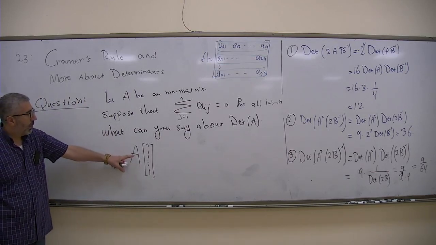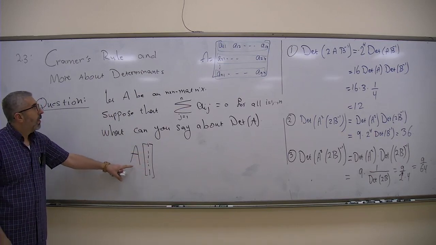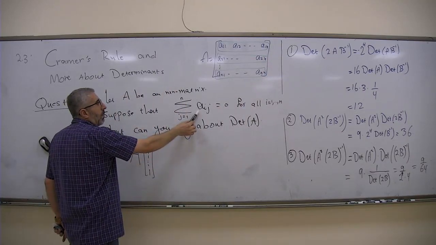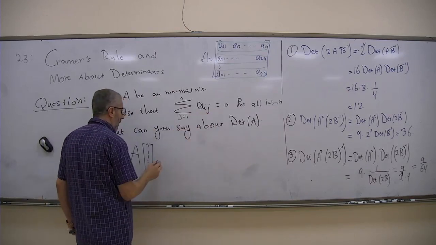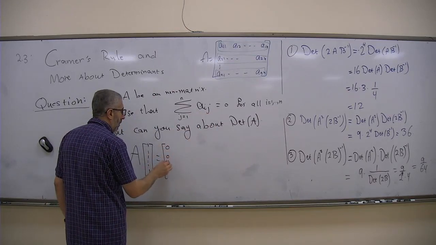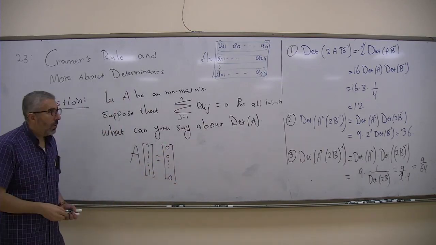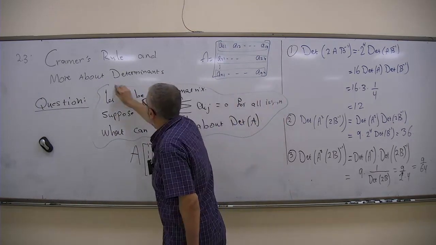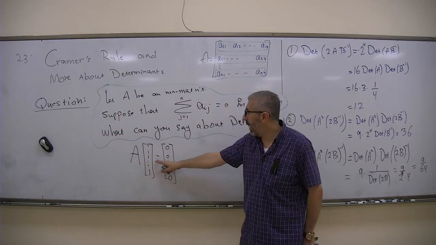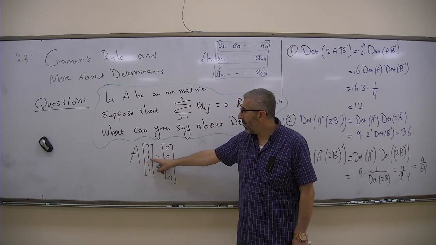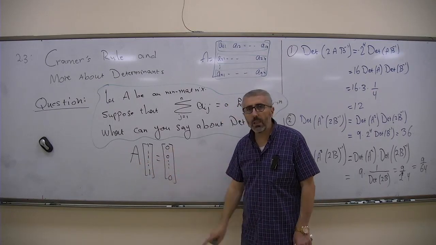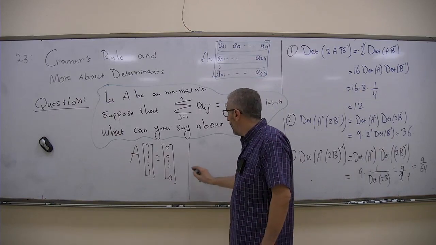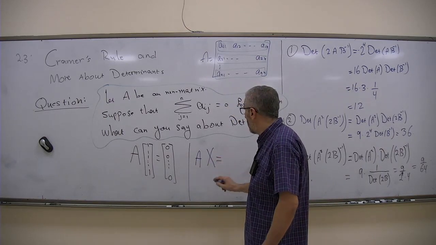What happens when you multiply this by this? You multiply this row by this column. So what do you get? You get the summation of the rows. And because this is given as 0, you get 0, 0, 0. So if you think about this question, what are we talking about here? We are talking about a system like this: A multiplied by this column vector gives this column vector. Think about it now as a linear system, Ax equals 0.